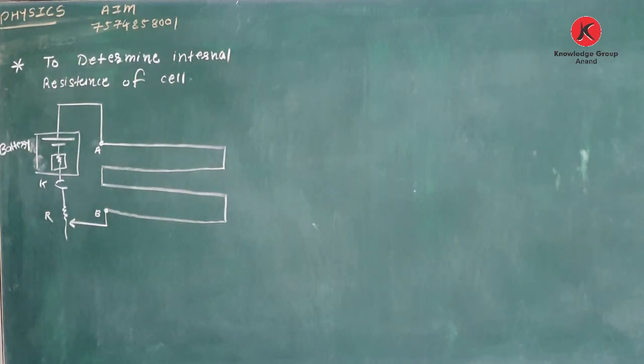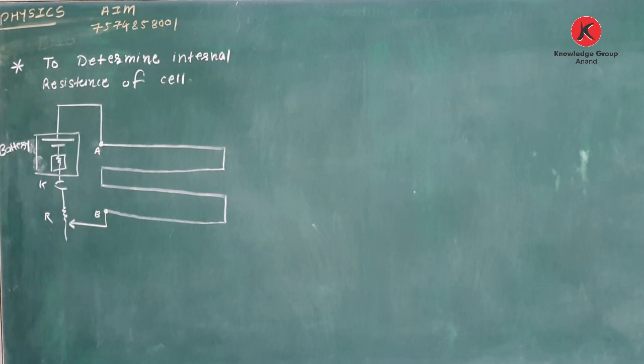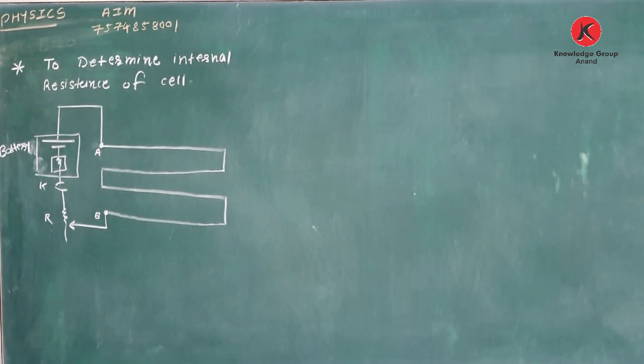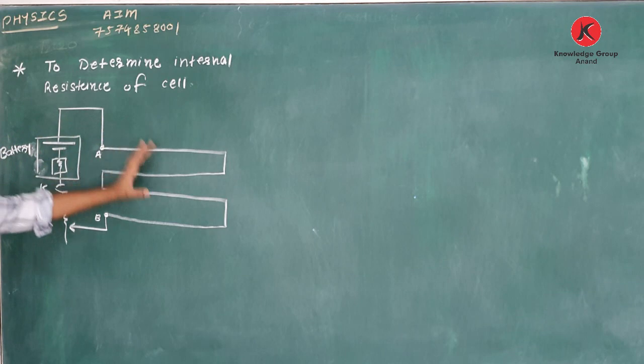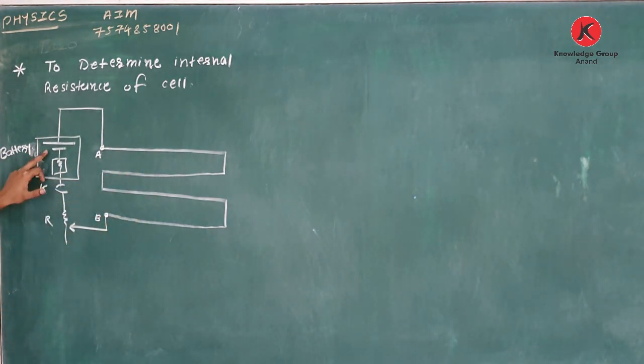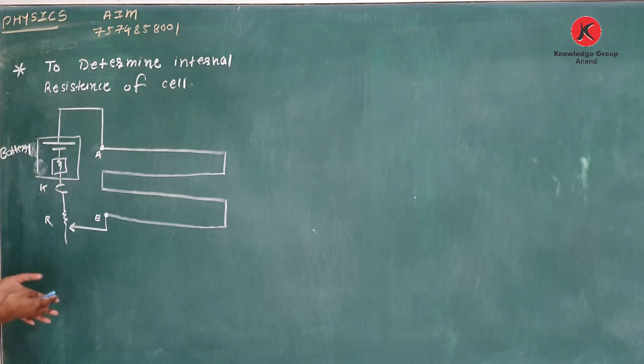Now, the second use is to determine the internal resistance of a cell. How to determine the internal resistance of a cell? See, this circuit is common. It is a cell having some EMF and some internal resistance, with a key. We can also say this is one battery that is used in the laboratory. Now, what is the circuit change?